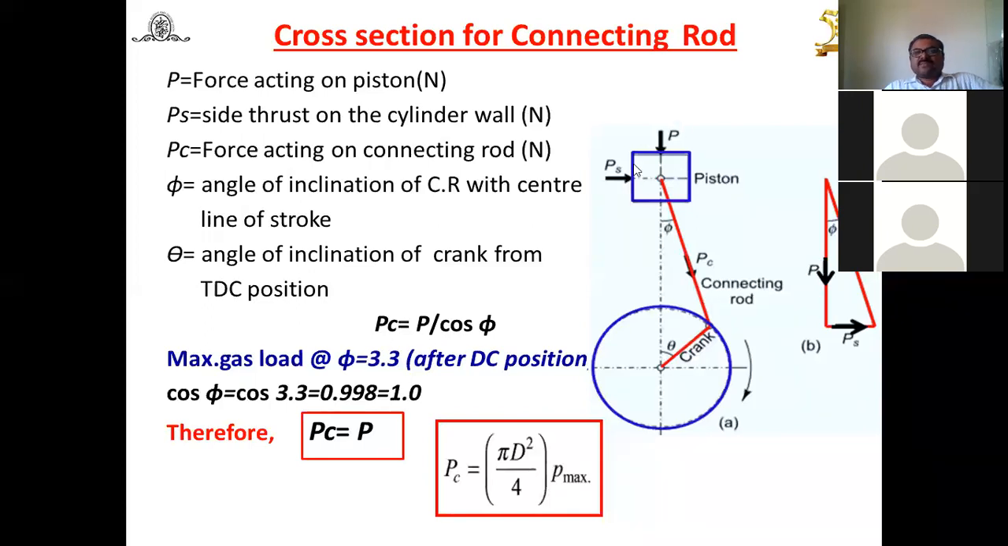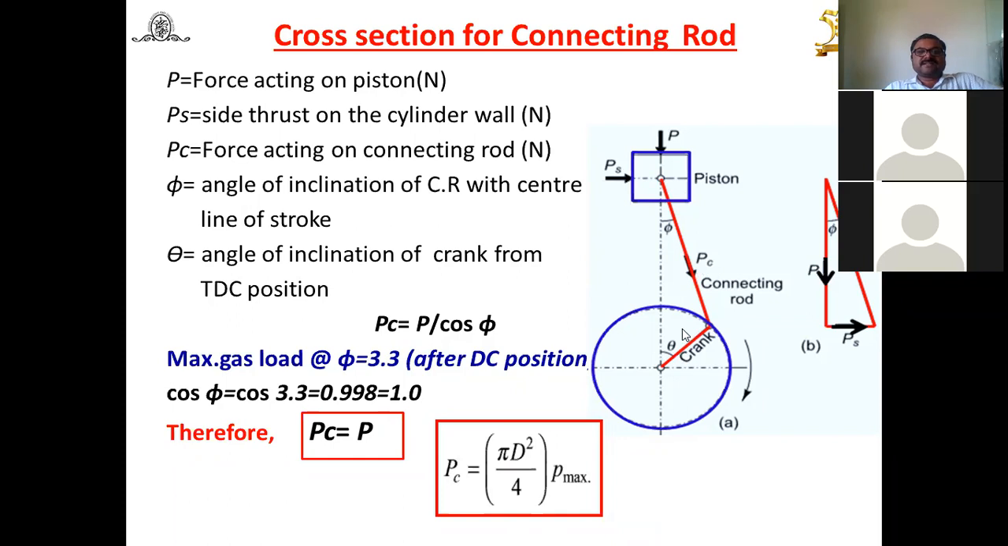That means the force acting along the axis of the connecting rod is equal to this force P, which is nothing but the force acting on the piston because of the gas force or expansion of the gases. In the earlier session we saw the force on the piston is area pi by 4 d square, where d is the bore diameter, into P max. So this P is equal to PC, which is pi by 4 d square into P max, the force coming on the connecting rod.